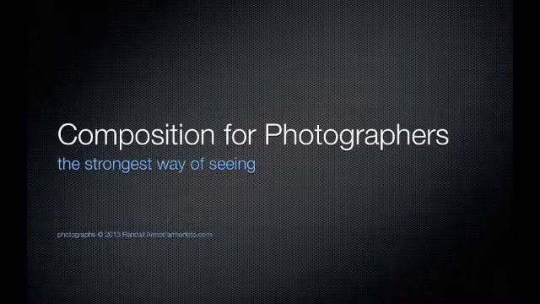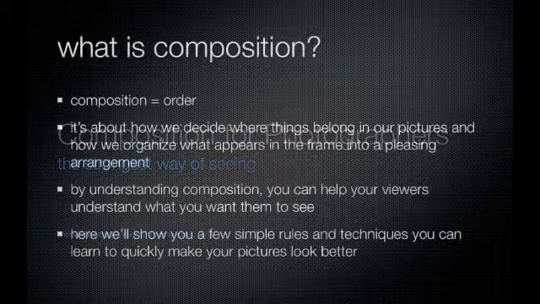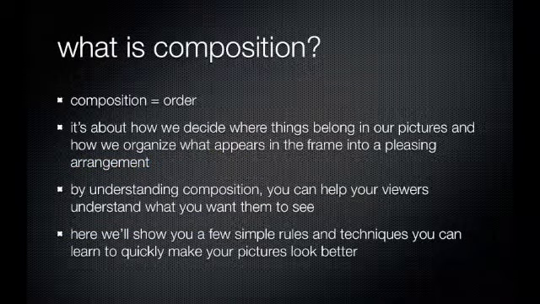Composition for photographers, the strongest way of seeing. What is composition? Composition equals order. It's about how we decide where things belong in our pictures and how we organize what appears in the frame into a pleasing arrangement. By understanding composition, you can help your viewers understand what you want them to see. Here we'll show you a few simple rules and techniques you can learn to quickly make your pictures look better.